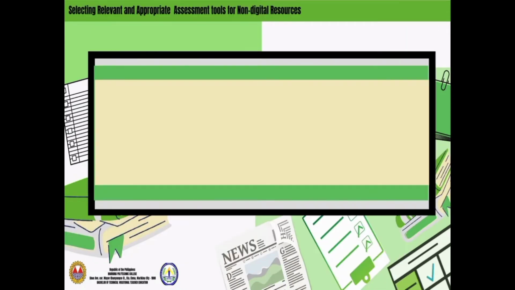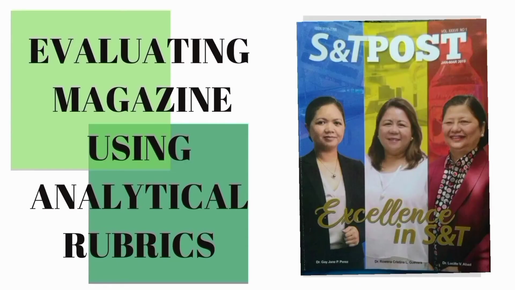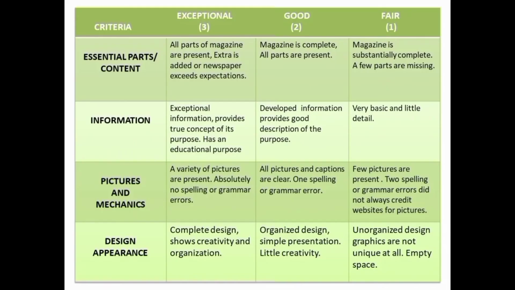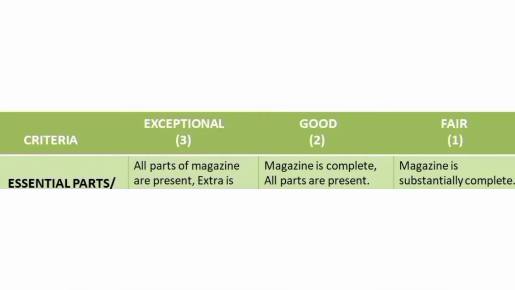Since we are done discussing kinds of assessment tools, now here is the example video of evaluating one of the common non-digital resources using the analytical rubrics and also checklists, in selecting relevant and appropriate assessment tools for non-digital resources. So, this is the developed assessment tool that we will use for today, also called analytical rubrics, where the first column, the scale and scoring, contains exceptional, good, and fair.